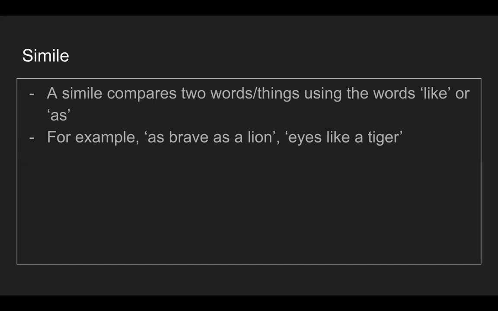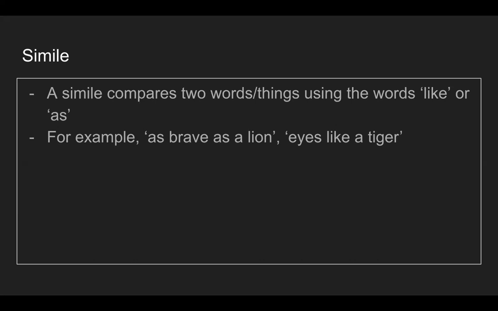So a simile compares two words or things using the words like or as. Now, this is really important because if you are asked to identify whether something is a simile or a metaphor, you just have to look for the word like or as. So the example I've given here is as brave as a lion or eyes like a tiger.